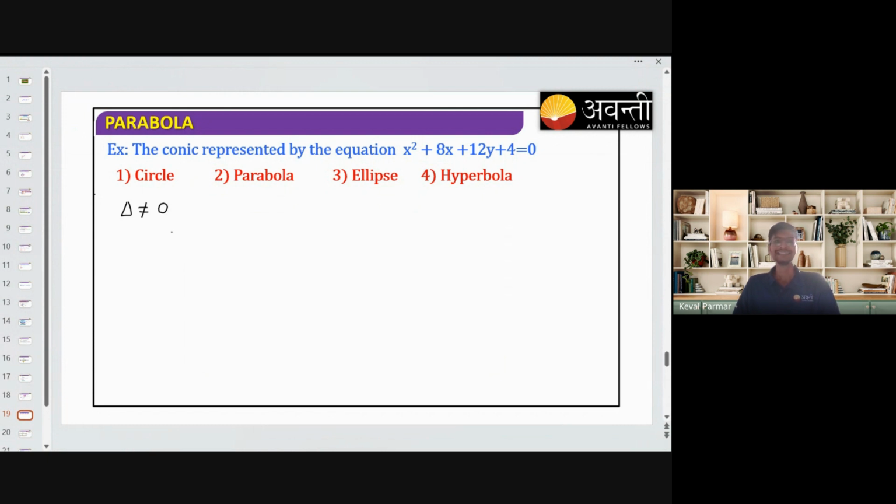What is delta? Delta is ABC plus 2FGH minus AF square minus BG square minus CH square. This is the value of delta. So if we compare the equation, let me write it here.